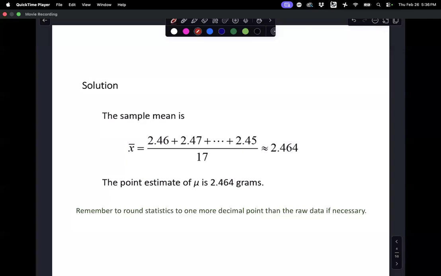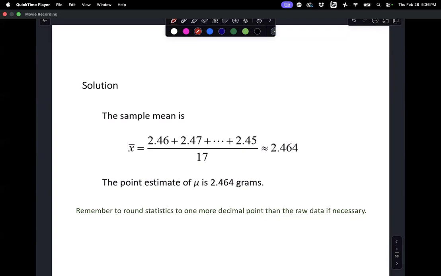So we always, when we're using our raw data, we round to one decimal point farther than the raw data. Our raw data here goes to the hundredths, so we would round to the thousandths. Now, my open math will tell you what they want, but if you are doing your own thing, like a final project or whatever, just round to one farther.